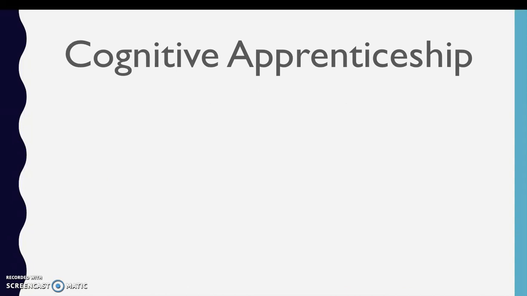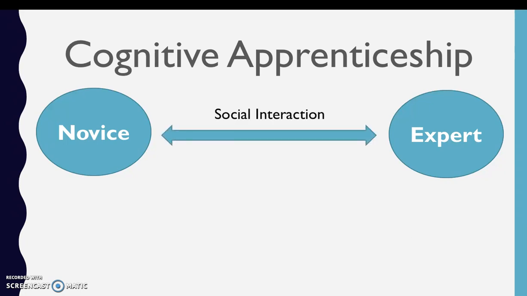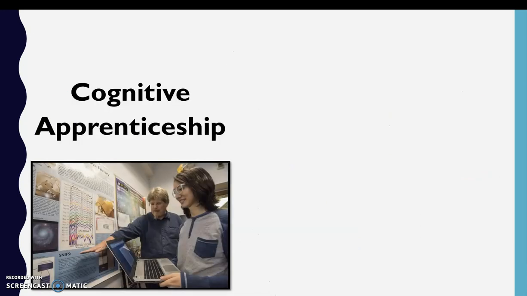We can't talk about situated cognition without talking about the cognitive apprenticeship. This is a key strategy to implement situated cognition. It starts with a novice, which most of us would think of as the student, and then you have an expert. An expert could be a faculty member, but in most situations it's going to be an outside practitioner. Within this apprenticeship-type relationship, they have various social interactions, and within those interactions the novice gains valuable experience, has key interactions, and garners important skills.